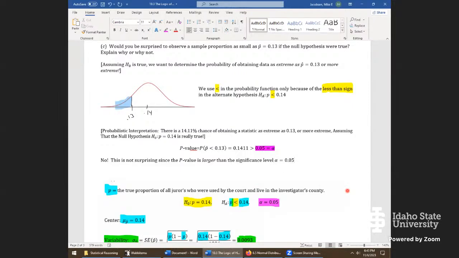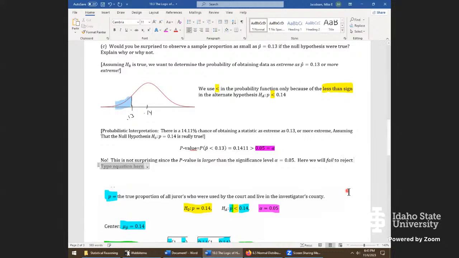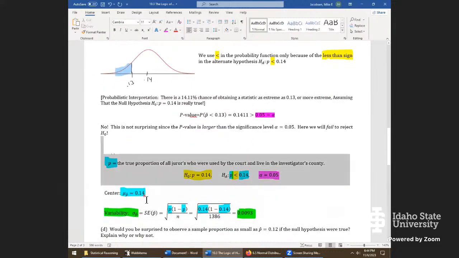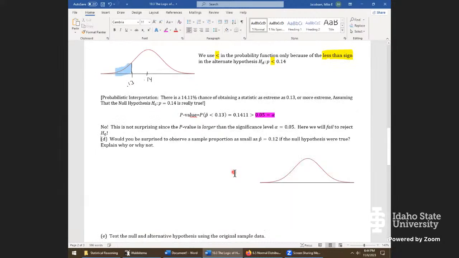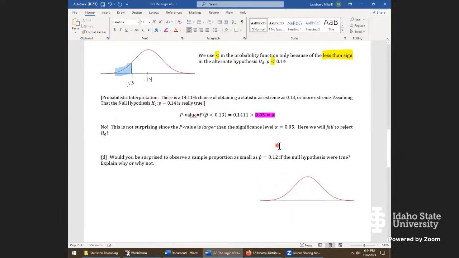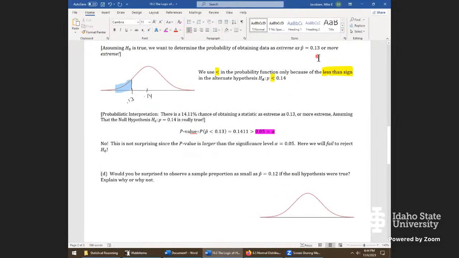So larger values are not surprising. And we can also say here, we will fail to reject H naught. That would essentially be our conclusion in this problem. So for a value statistic like that, that's what the scenario would be in this problem. And the way this question is going is they turn it around on us, same as in WebAssign, and say, okay, so a value of 0.13, not surprising, but what about 0.12? We're just doing weird scenarios.